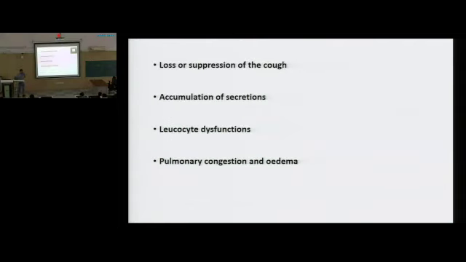Other factors that can have an impact also can be loss of cough reflex or suppression of the cough reflex. There can be accumulation of secretions inside the alveolar spaces that leads to secondary infection, or there can be leukocytic dysfunction and pulmonary congestion and edema. So what happens exactly? Why can there be accumulation and aspiration of substances?